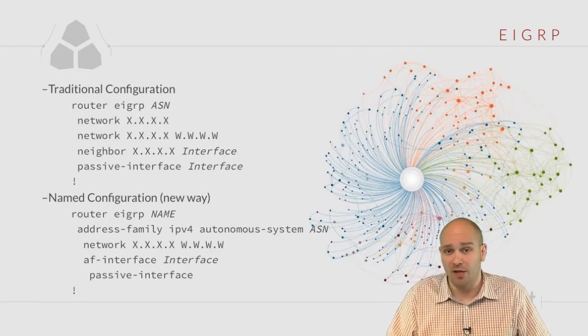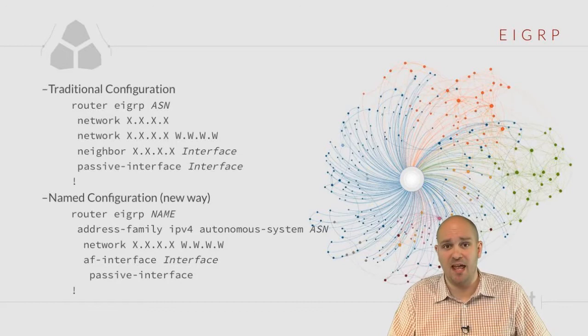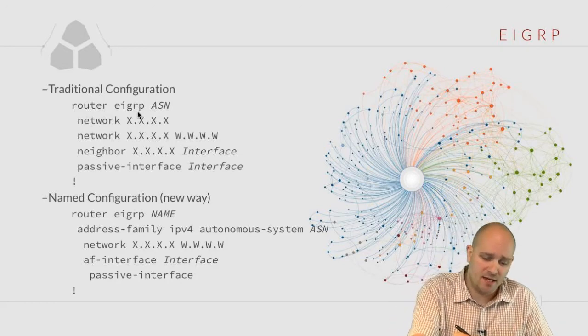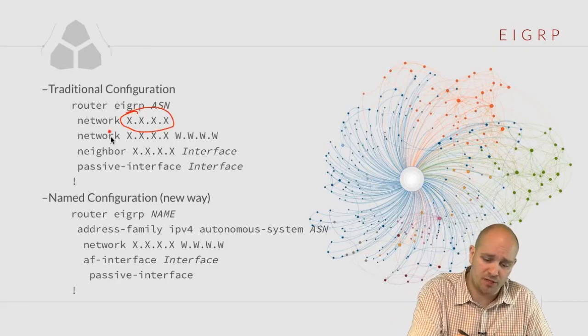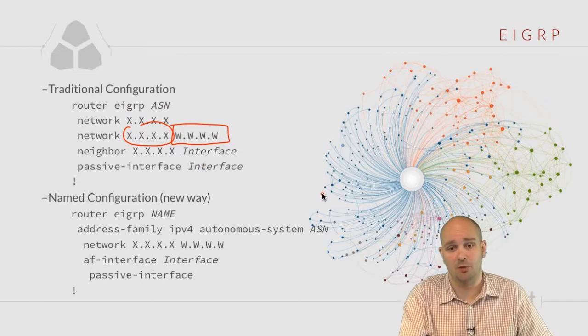The network statement for EIGRP comes in 2 forms. One is the classful network format, where we simply specify only the network on which EIGRP is going to run, and the other one is where we specify the network but also the wildcard mask.